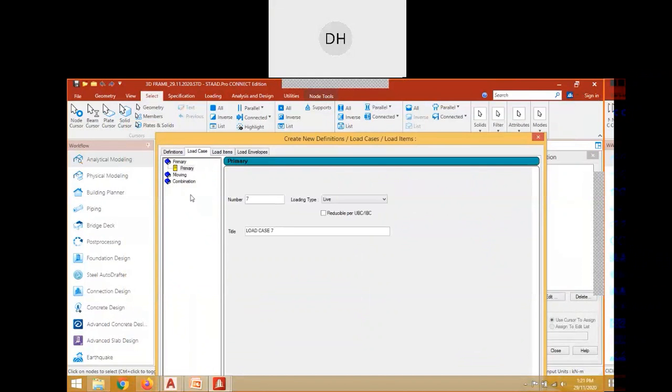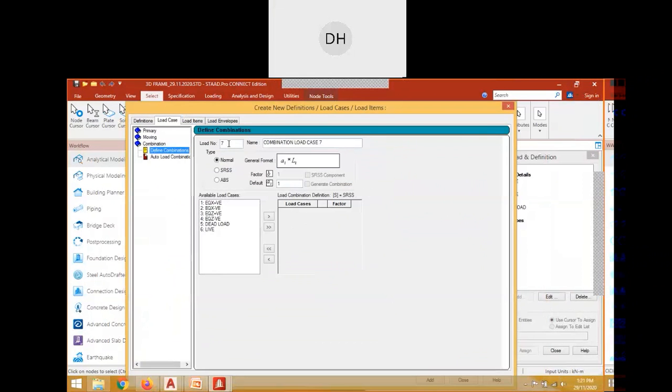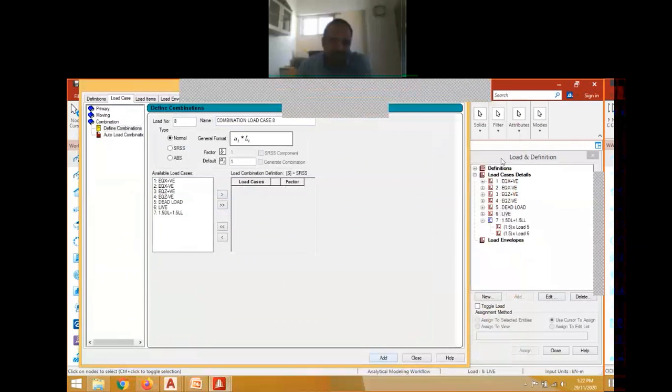So let's go to load items, and here load case, here it is a combination, correct? So combination, this is of course load number 7, your load combination. I will just create 1.5 dead load plus 1.5 live load, just one combination for your understanding. Here dead load is added with factor 1.5, live load you have to add with factor 1.5 again, right? And say add.